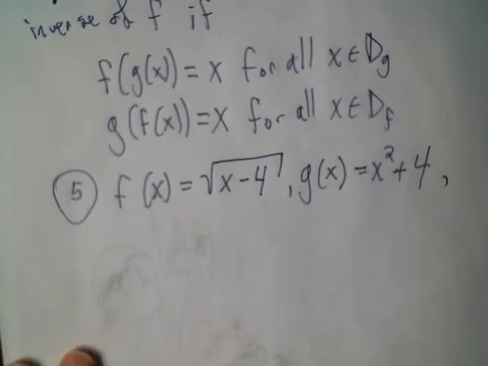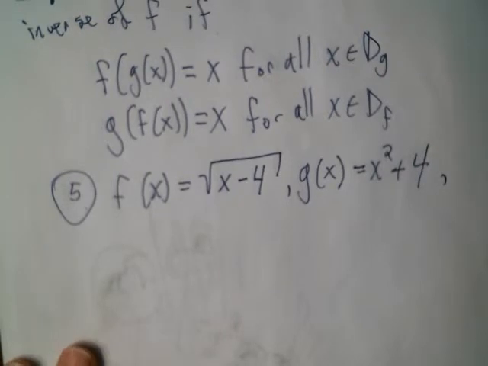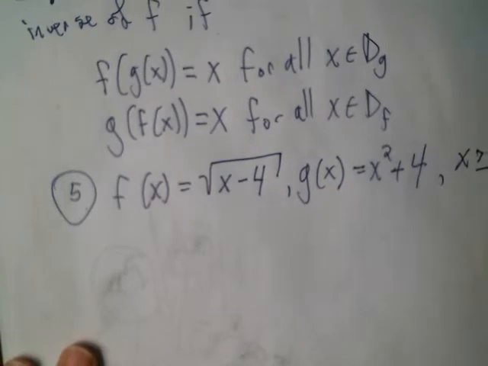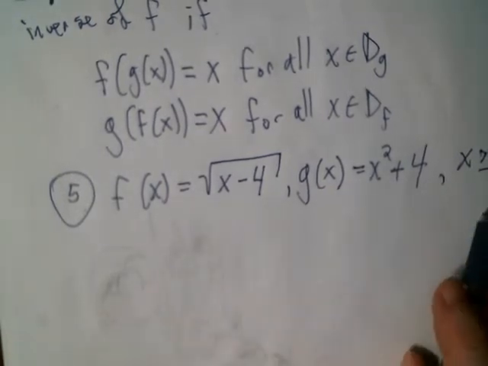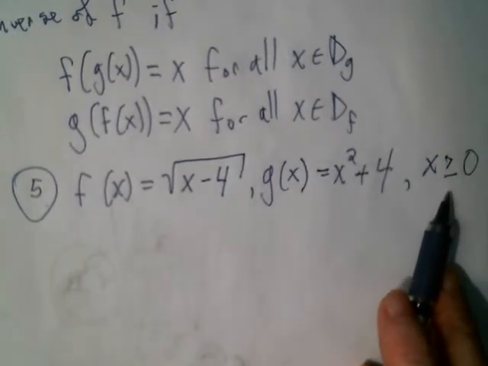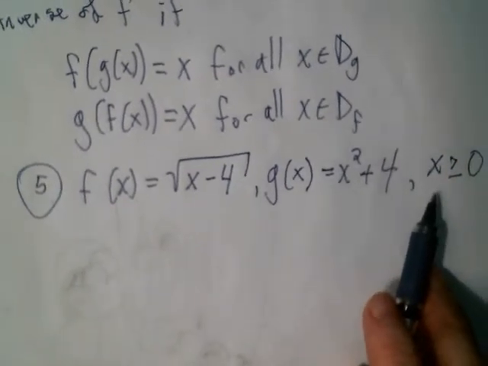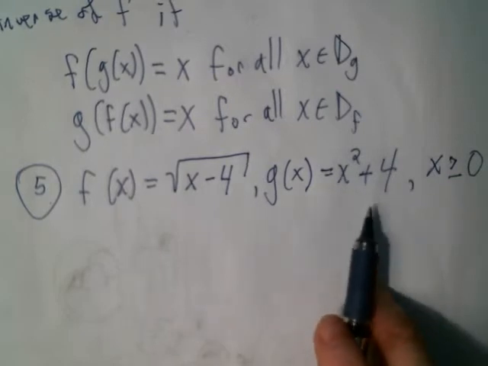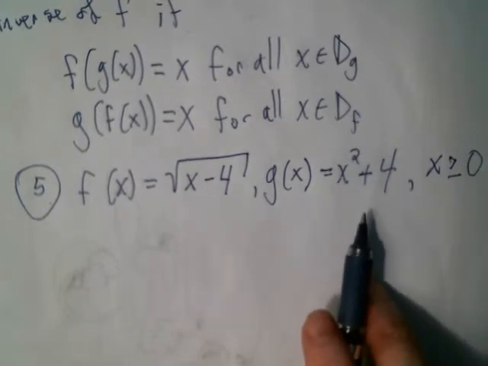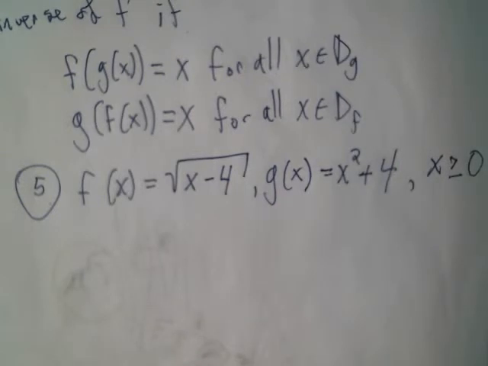I say it's a less straightforward example, because in order for this to be the inverse of this, we actually have to have the restriction that x is greater than or equal to 0. Otherwise, this function won't technically have an inverse. It won't be 1-to-1, and we'll talk about that here in a second.